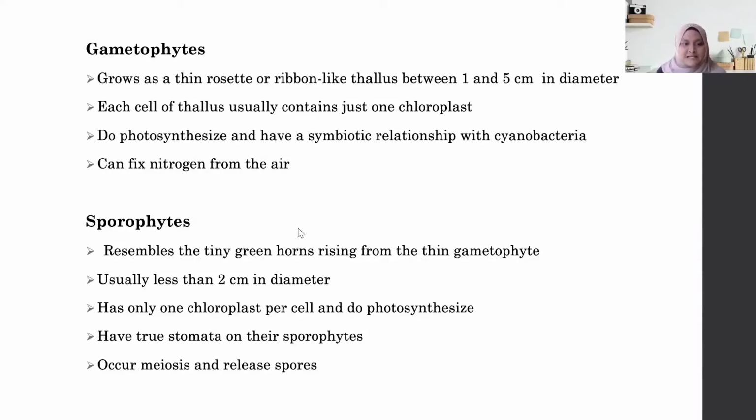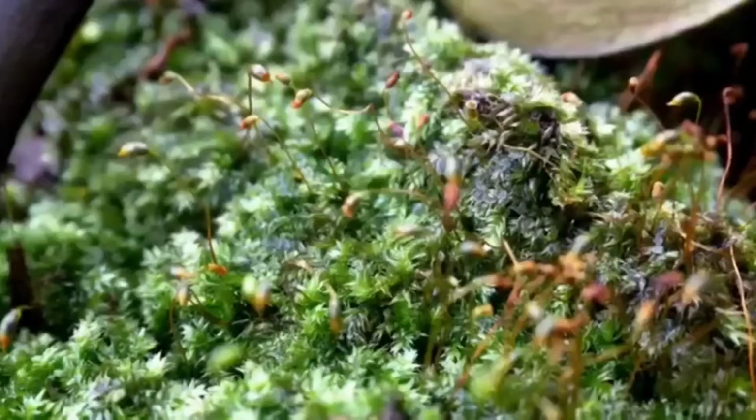Next are sporophytes. Sporophytes resemble tiny green horns rising from the thin gametophytes, usually less than 2 cm in diameter. The sporophyte has only one chloroplast per cell and does photosynthesize. Sporophytes have true stomata. Sporophytes undergo meiosis and release spores. That's all about hornworts.